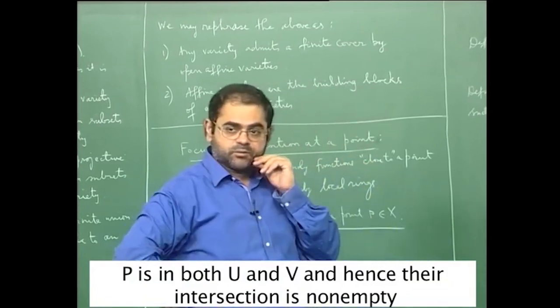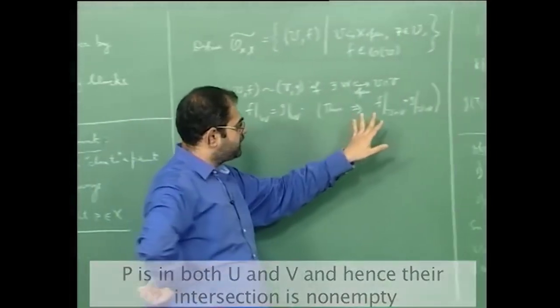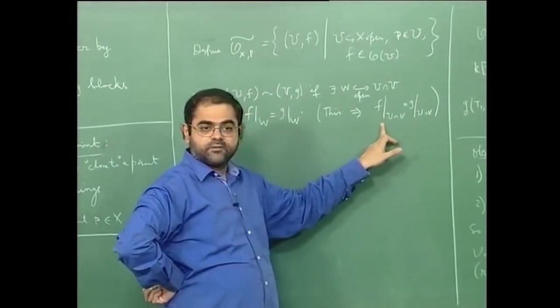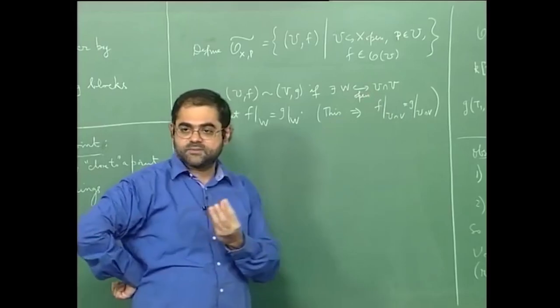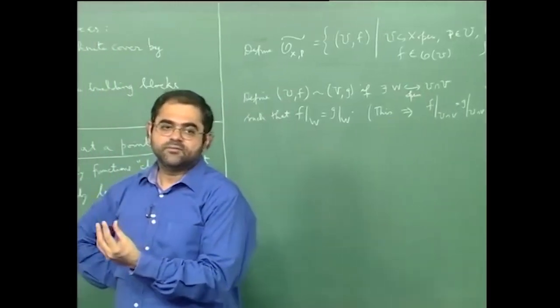Okay, so these are two regular functions on U intersection V which coincide on an open subset of U intersection V, therefore they coincide everywhere.